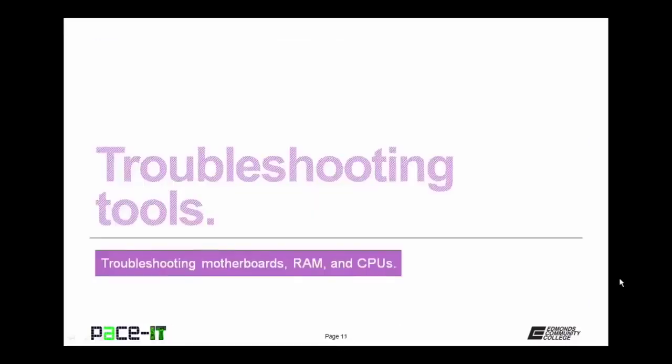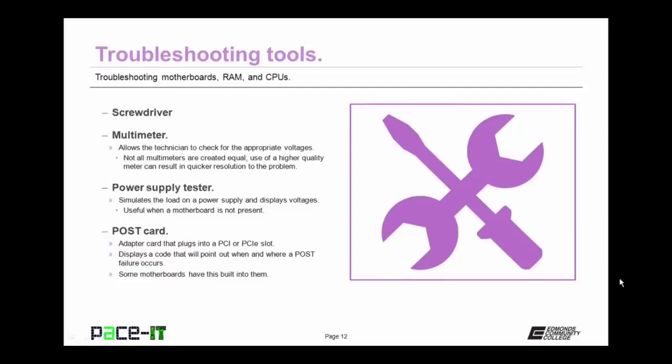Now let's talk about some troubleshooting tools that you can use to troubleshoot motherboard, RAM, and CPU issues. The first tool is a screwdriver. Why? Because it allows you access to inside the case so that you can look at the motherboard, the CPU, and the RAM. A multimeter is another awesome tool for troubleshooting these items. It allows you to check and make sure that everything's getting the appropriate voltage. I would recommend using a fairly high quality multimeter, as not all multimeters are created equal.